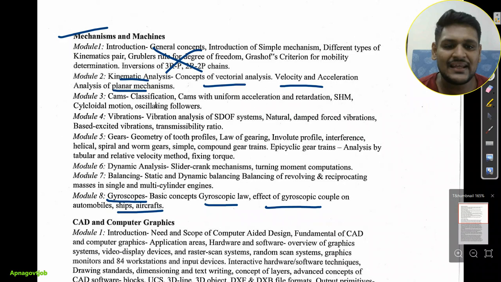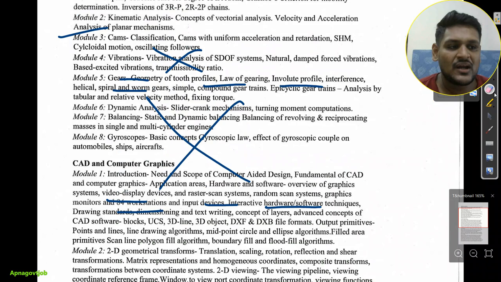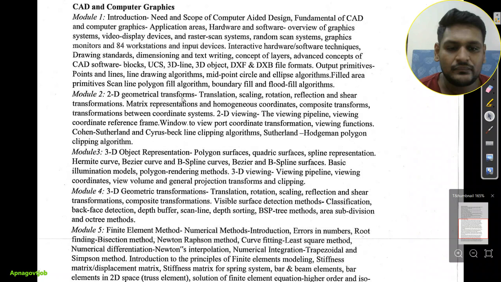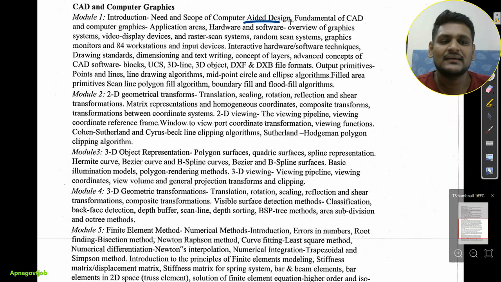Okay, the next is your CAD and computer graphics. So in this, what we will see, what they have mentioned here. So first is module 1, in module 1 basically what we have, introduction, need and scope of CAD. Okay, so definitely you do this fundamental of CAD, computer graphics, application area, hardware, software, basic things you can do here. Okay, then in module 2, 2D geometrical transforms.